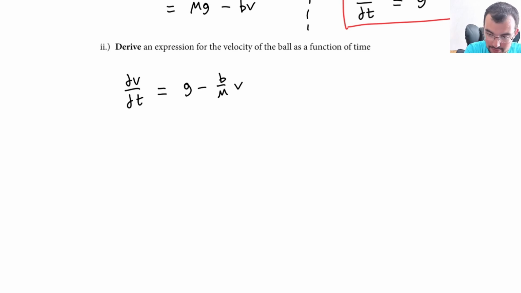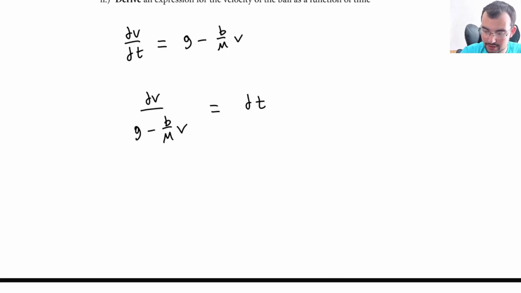So dv, because you can only have the v and the dv attached via multiplication when you take an integral, right? So dv over g minus b over m times v would be equal to dt. So we have separated. Now we integrate. In this case, we're dropping it from rest, so we have no initial velocity, and we end with some velocity v. And now we've got to take the antiderivative of this thing.